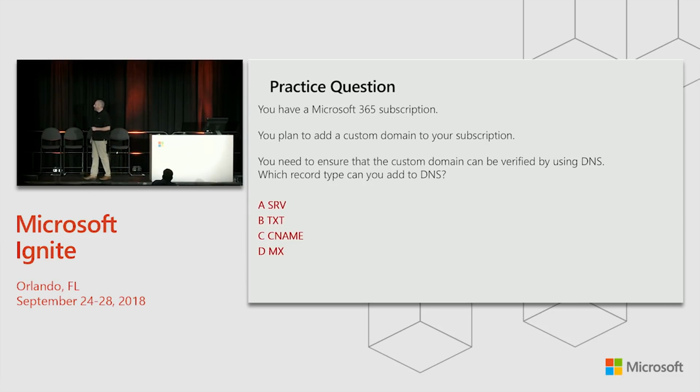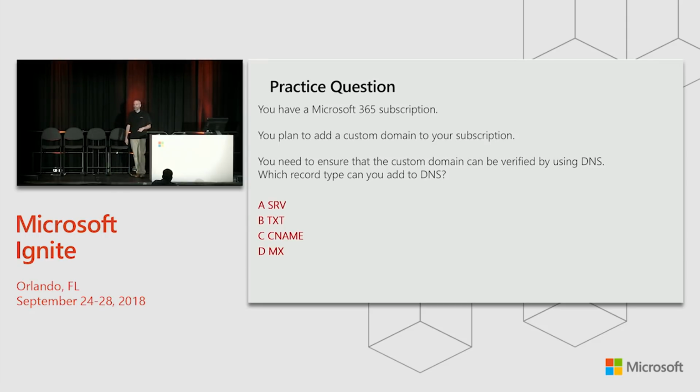You've got an M365 subscription. You plan to add a custom domain to your subscription. You need to ensure that the custom domain can be verified using DNS. Which record type can you add? TXT, you say. Okay. Let's see if you're right. You are correct. Well done. Thank you for paying attention.